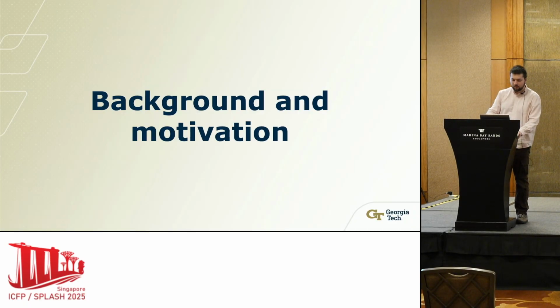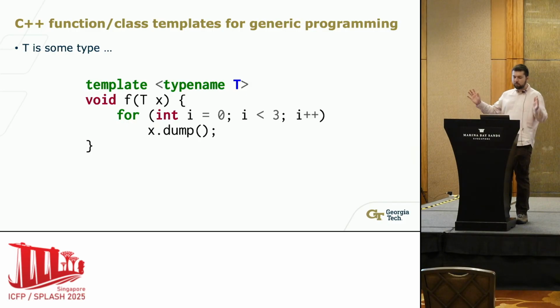So C++ function templates look like this. They're an important feature if we want to constrain the types of inputs to functions. Here, for example, we have a function f that takes x of type T. In this function, we can see that things of type T need to support the dump function call that's used inside this for loop.